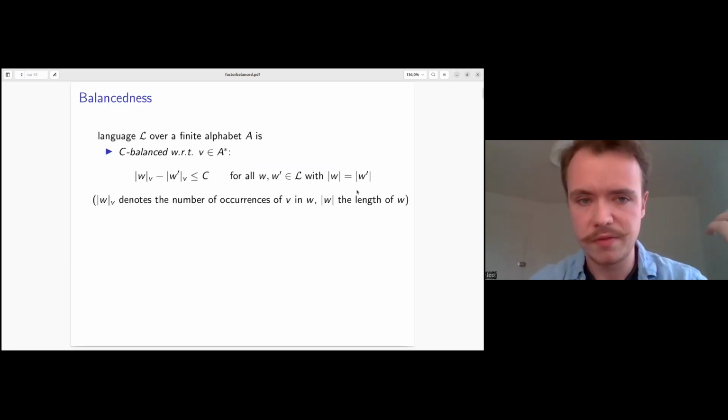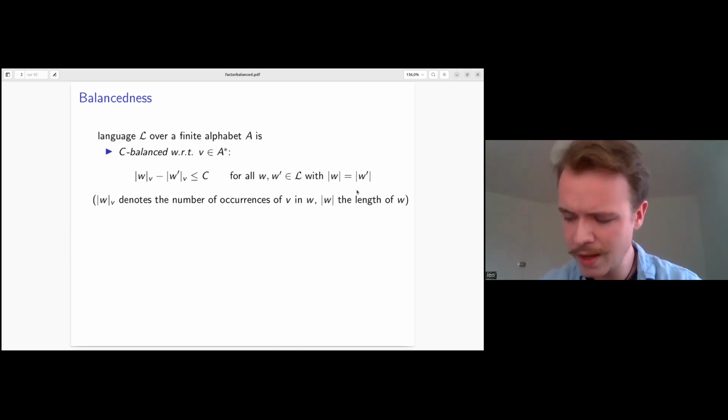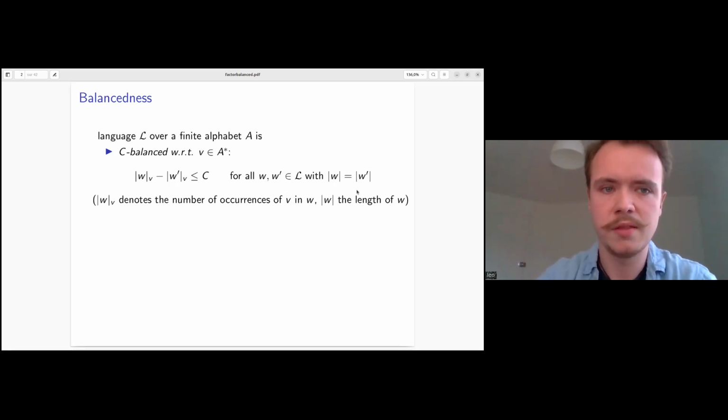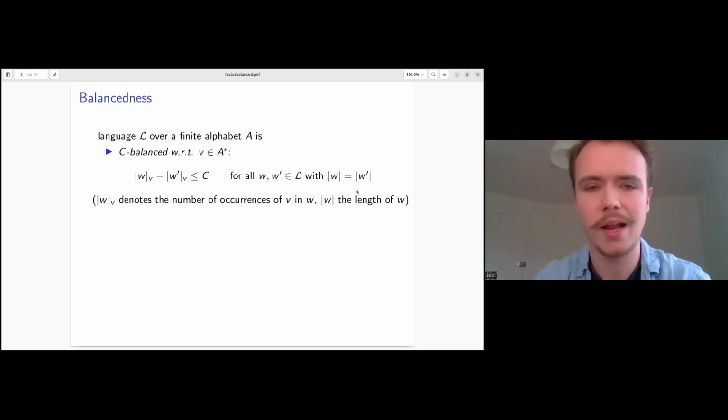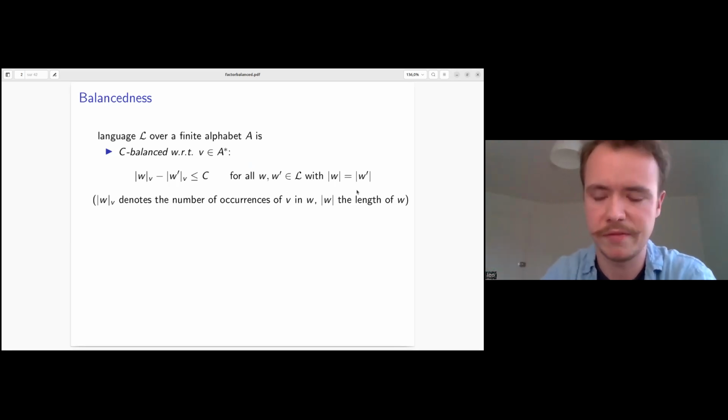So we place ourselves in the classical framework of a finite alphabet and a language over that finite alphabet, that is to say, a set of finite words over that alphabet. Then the notion that we're going to mainly focus on is balancedness, which comes in several definitions that I will first list to make sure that we are clear.